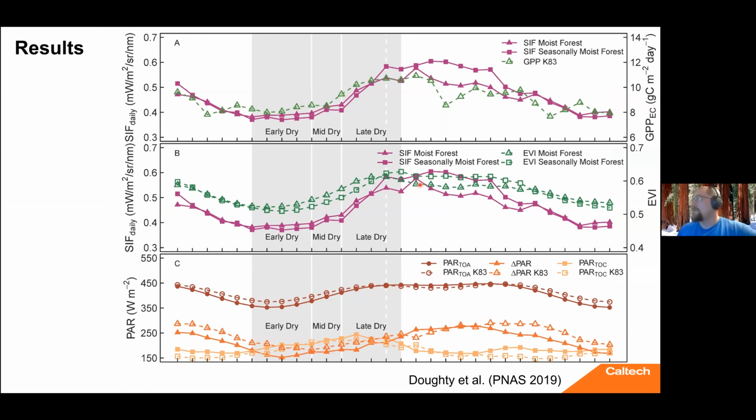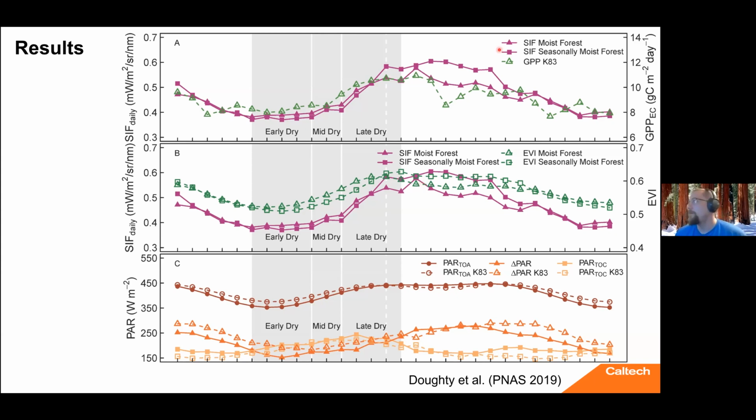We looked at SIF in moist forest, and then SIF in seasonally moist forest. And what we mean by that is moist forest is forest that has more than 2,000 millimeters of precipitation a year. And SIF that's seasonally moist has less than 2,000 millimeters of mean annual precipitation.